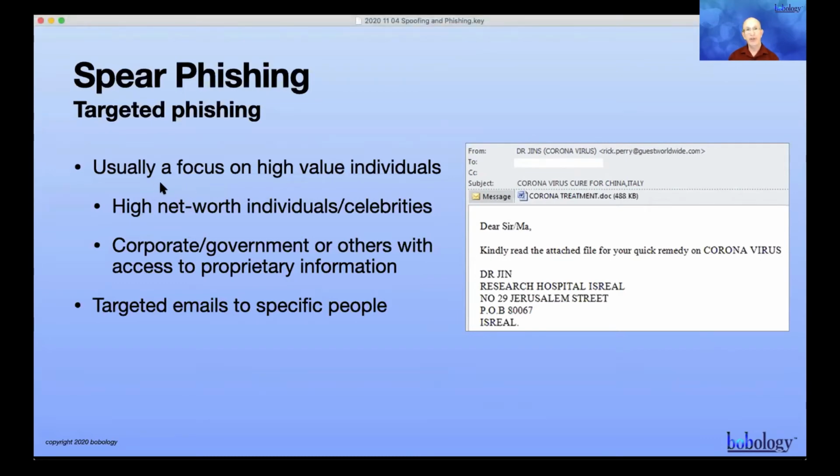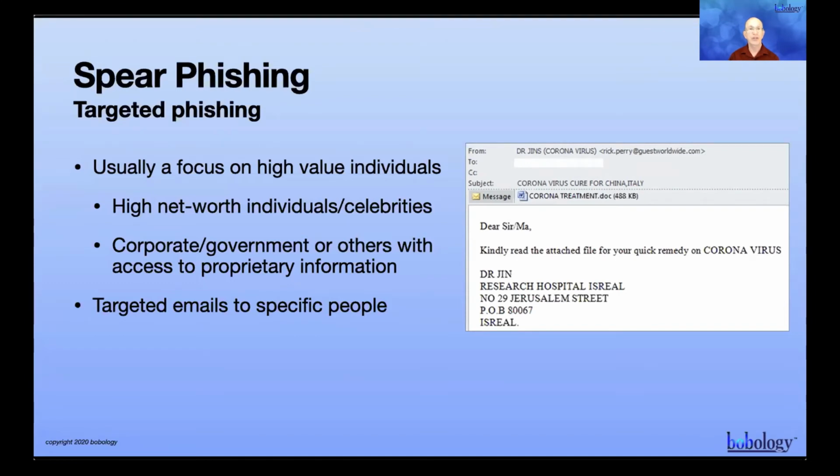Usually, spearfishing is a focus on a high value individual that knows something or has money, high net worth individuals or celebrities, a corporate or a government employee with access to proprietary information. And it's a very targeted email. It's not something that's sent out generically to people.